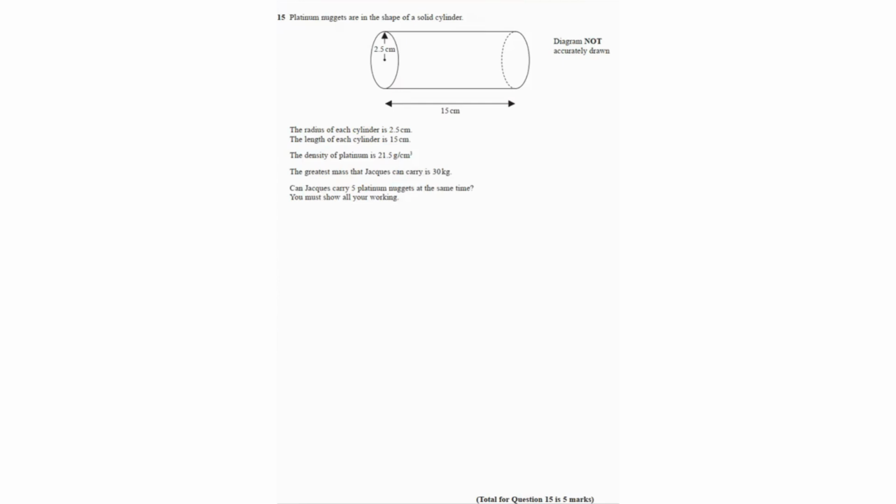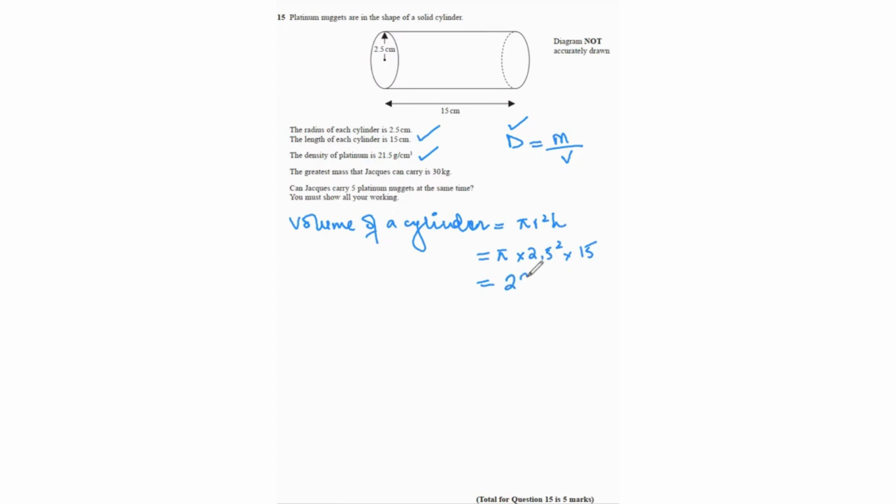So first, we need to know that density equals mass over volume. We have the density, we don't have the mass, but we can find the volume using these values. So the volume of a cylinder is pi r square h. Pi times 2.5 squared times 15. That gives us 294.52 centimeter cube.